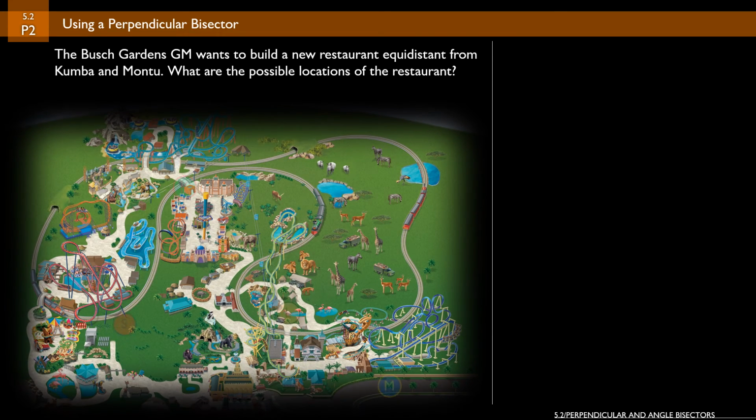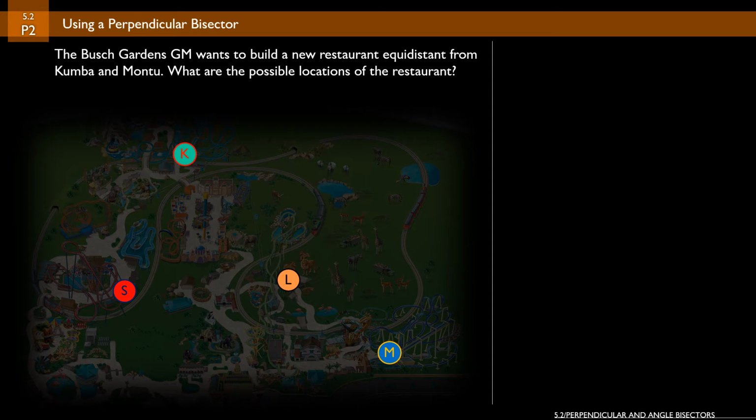Problem number 2 has been modified from the book just a bit. We've got the Busch Gardens general manager wants to build a new restaurant equidistant from Kumba and Montu. What are the possible locations of the restaurant? So on this map, I've marked off Kumba with a K, Montu with an M. Then you have the Lions with an L and Shikra with an S.